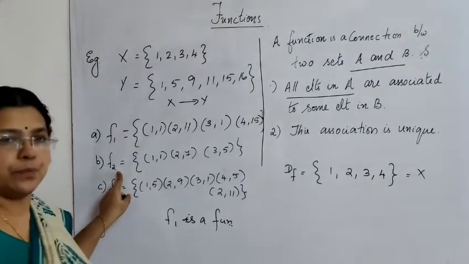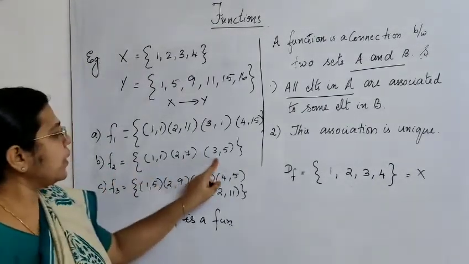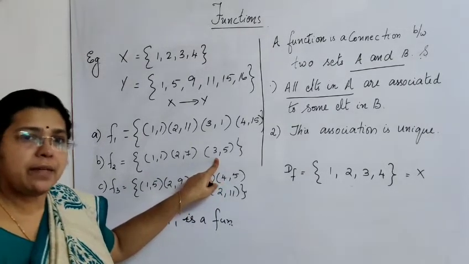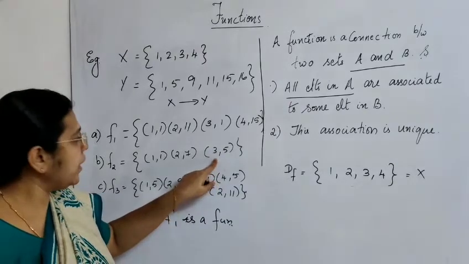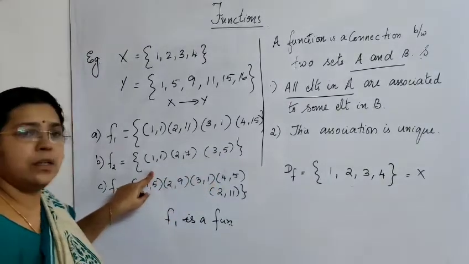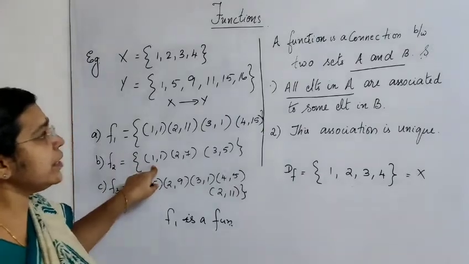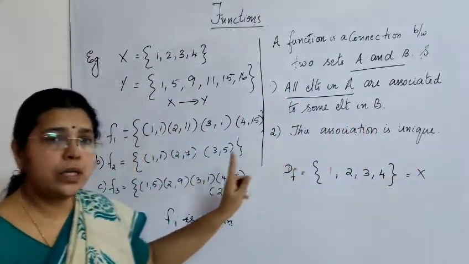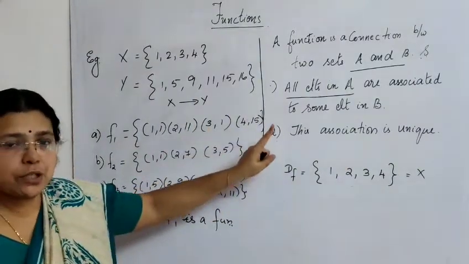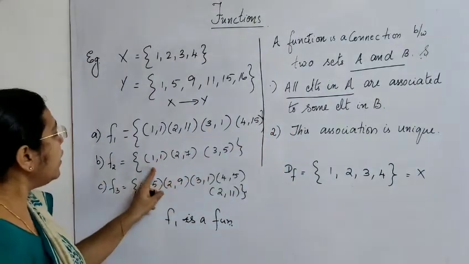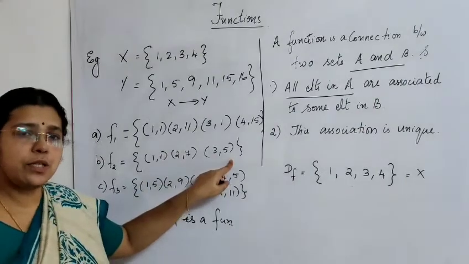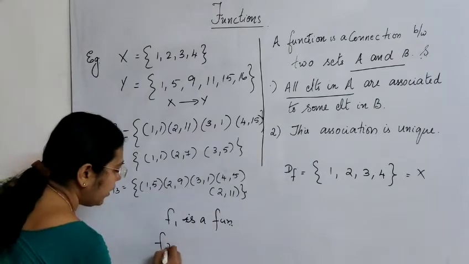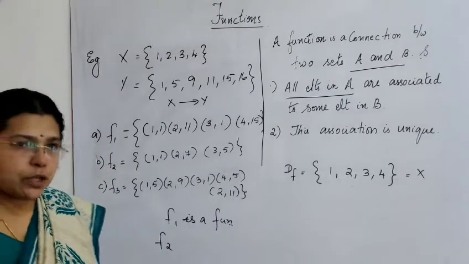Now, coming to F2. See, 1, 2 and 3. Do you have 4? Does 4 have an image there? Is 4 there in this set of ordered pairs here? No. So, according to the definition of a function, all elements in A should have an association to some element in B. So, here, since 4 doesn't have an association to any of the elements in B, this F2 is not a function.